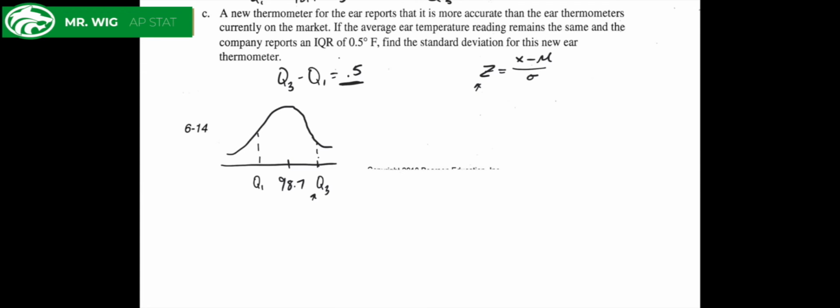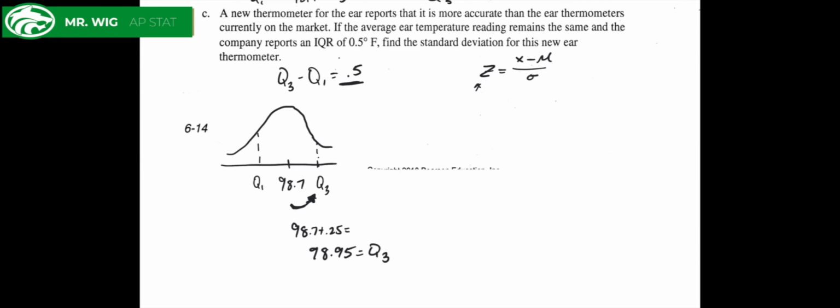We know here's 0.5. Then what is Q3's value? We can figure that out, right? We'd say 98.7 plus 0.25, because half of that value is above and half of it is below, because the mean in a normally distributed set of data falls right in the center between Q3 and Q1. It's the 50th percentile, right? So we end up getting, what is that? 98.95 is equal to Q3.